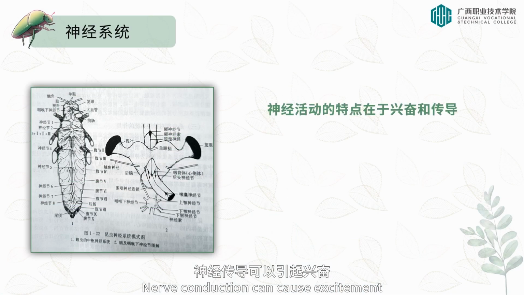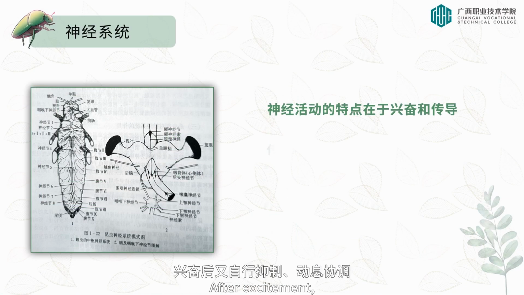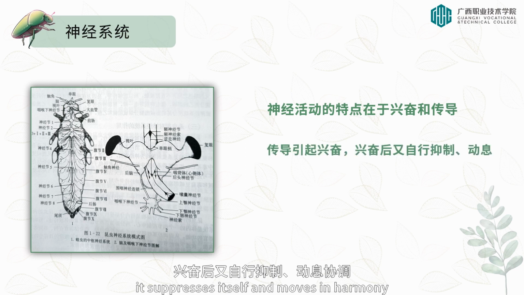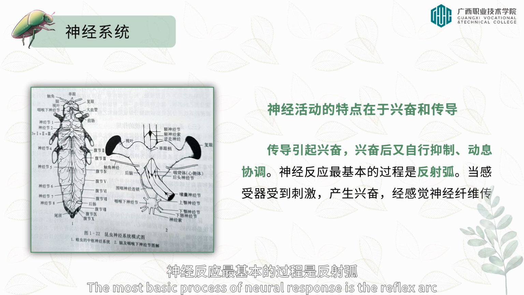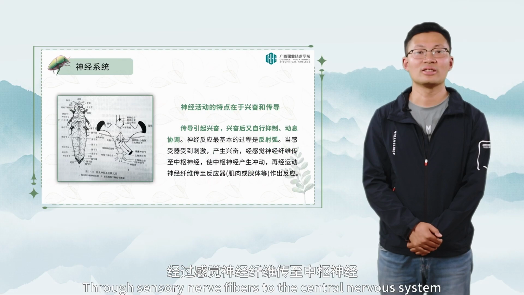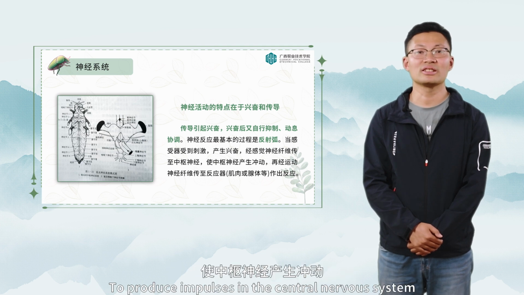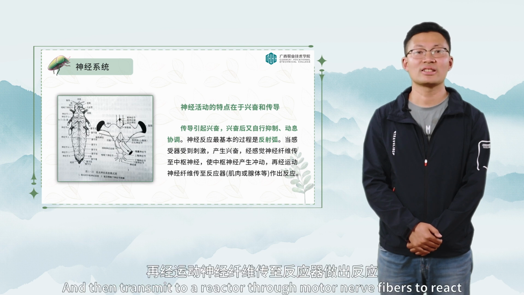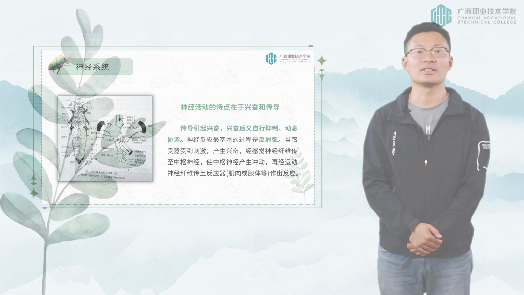Nerve conduction can cause excitement. After excitement, it suppresses itself and moves in harmony. The most basic process of neural response is the reflex arc: when receptors are stimulated, they produce excitement that travels through sensory nerve fibers to the central nervous system, produces impulses there, and then transmits them to a reactor through motor nerve fibers to react.